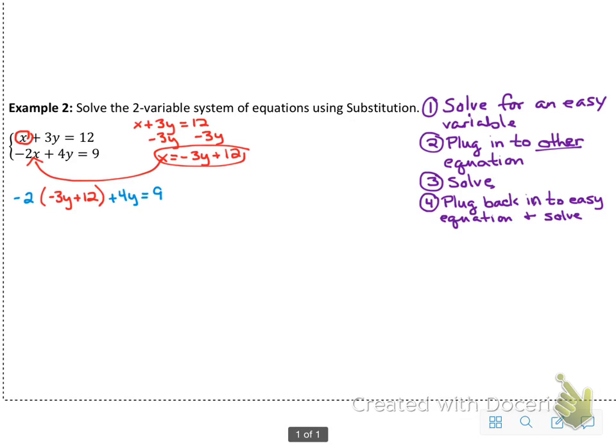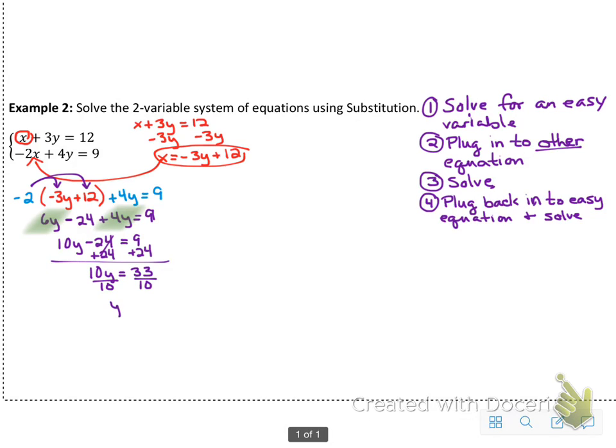So we have to distribute the negative 2 to get 6y minus 24 plus 4y equals 9. Now from here, remember, we're combining like terms before you do anything else, because we have a 4y and a 6y. That gives us a 10y minus 24 equals 9. Add 24 to both sides. Right, so we're solving for y. We get that equals 33. Divide by 10. And you can make it a decimal. We can make this a 3.3.